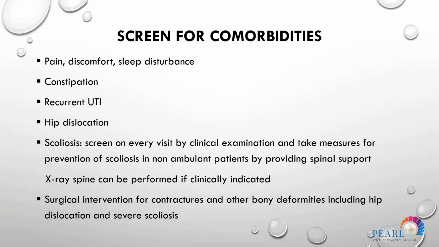In the next few slides, I will be talking about the surveillance of hip dislocation. For scoliosis, it is important to clinically screen the patient on every visit. If we see that clinically scoliosis is present, then we can go ahead and do a spine X-ray. To prevent scoliosis, we should provide them spinal support appropriately so that it does not worsen.